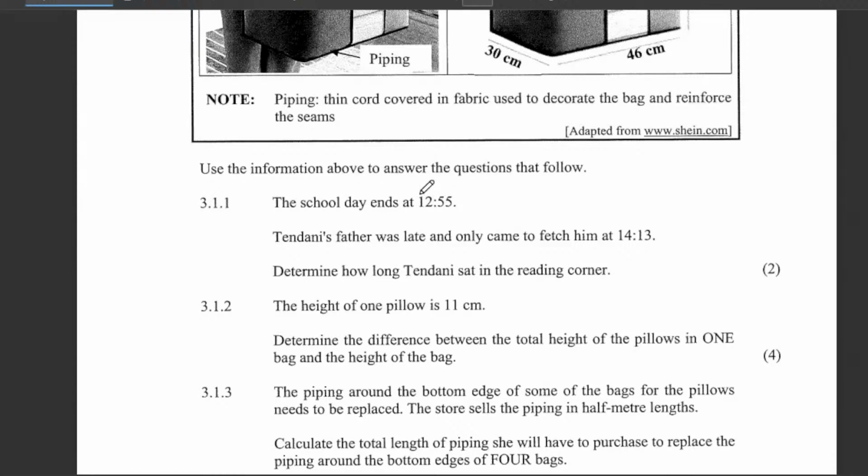The school day ends at 12:55. Tetandi's father was late and he only came to fetch him at 14:13. Determine how long Tetandi sat in the reading corner. So simply meaning you have to do this.